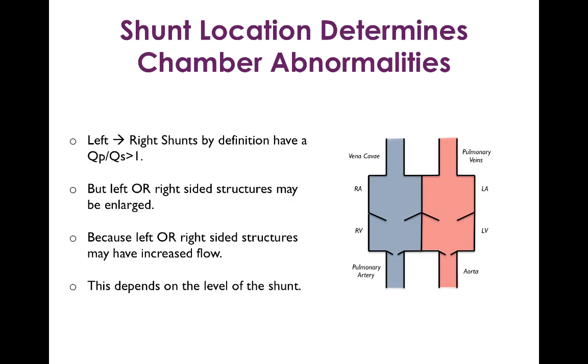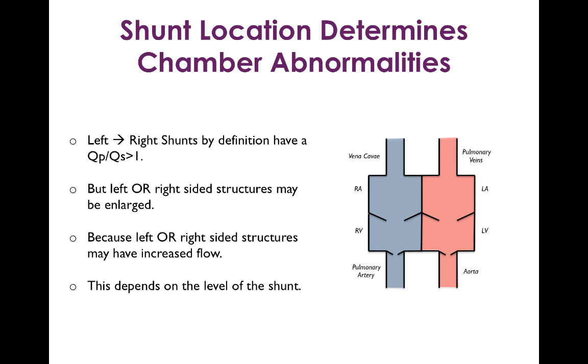So I think one of the reasons it's confusing, at least for me, is that we know that left to right shunts, by definition, have a QP/QS greater than 1, right? What that is basically saying is the flow through the pulmonary circuit is higher than the flow through the systemic circuit, because the right side is sending the normal amount of blood through as well as the shunted blood around. But then what's tricky is, how do left-sided structures get enlarged with a left to right shunt?